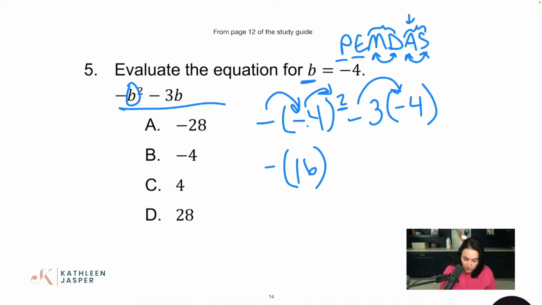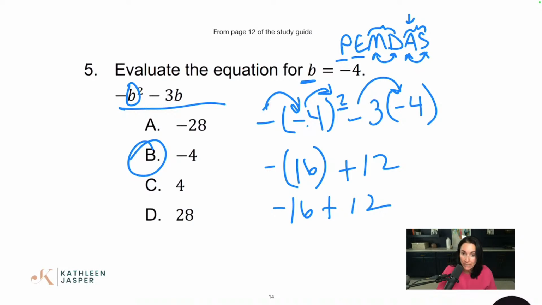-3 times -4 is going to be a positive 12. So now I have -16 plus 12, which is -4. Had I distributed this negative first, which is actually multiplication, I would have had 16 plus 12, which is 28. Notice they anticipate that. That's not correct. Be careful. Be very careful.